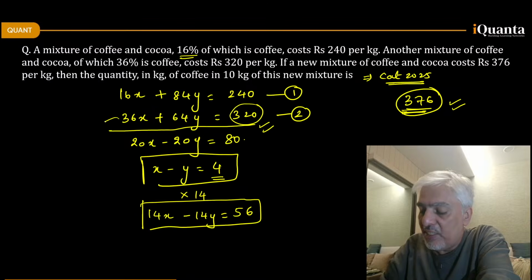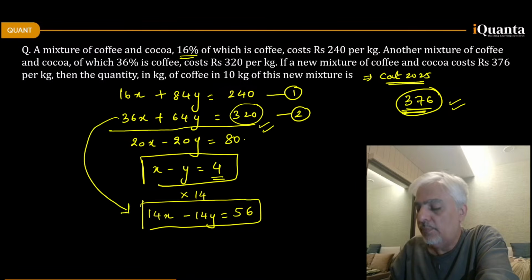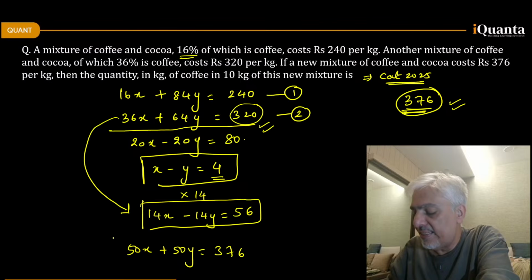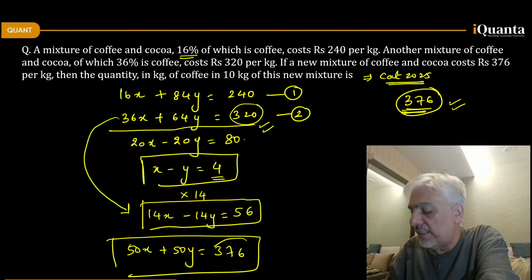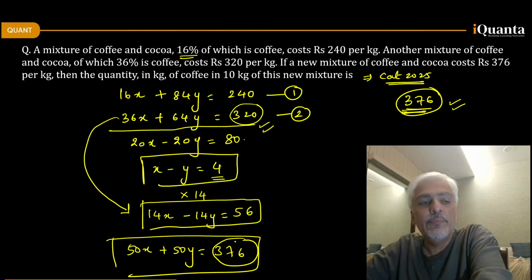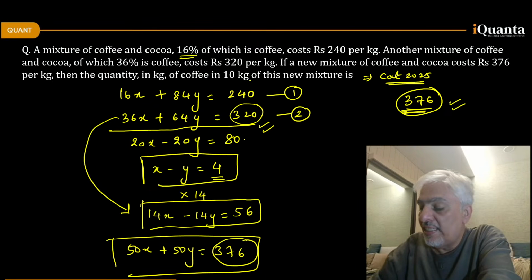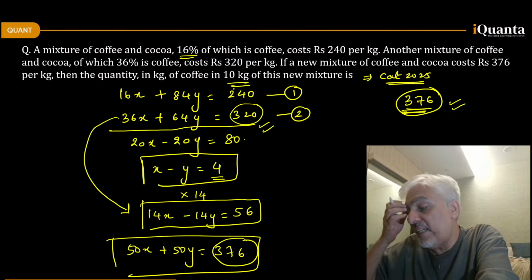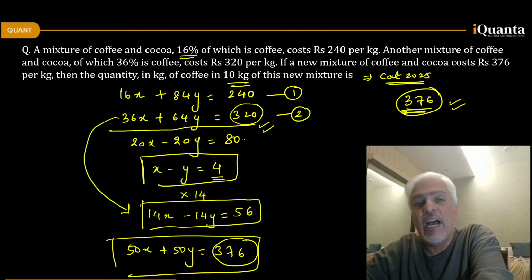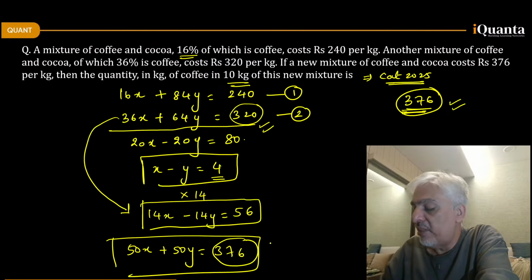Now you can add these two. So you will get 50x plus 50y is equal to 376. That means when the total cost is 376 per kg, both of them are exactly half, 50%, 50%. So if total is 10 kg, half will be coffee and half will be cocoa. So answer will be 5 kg.